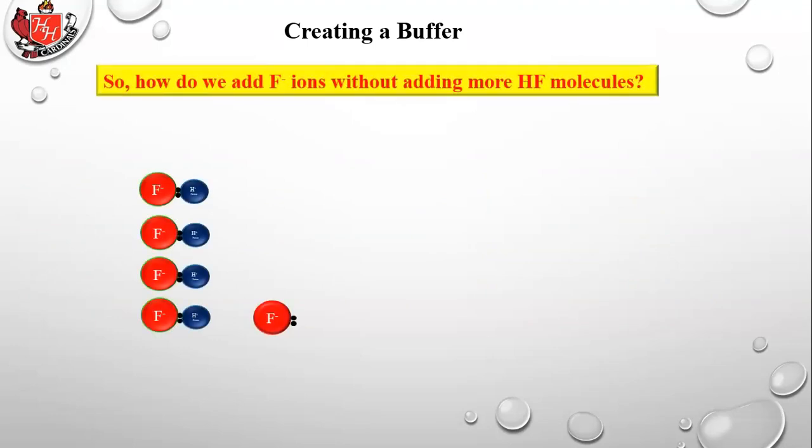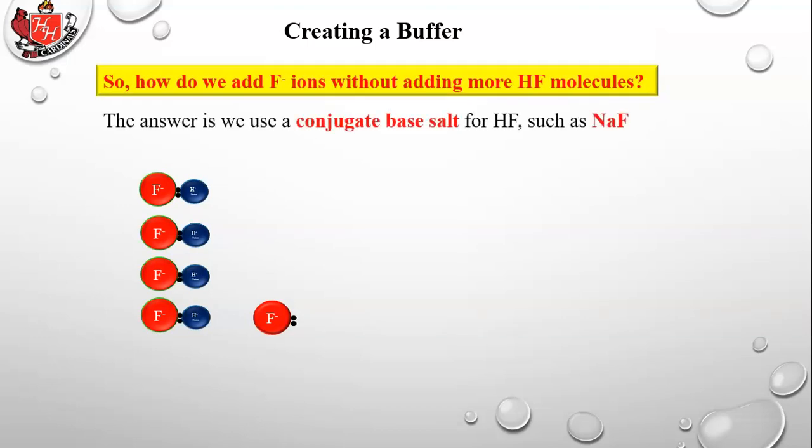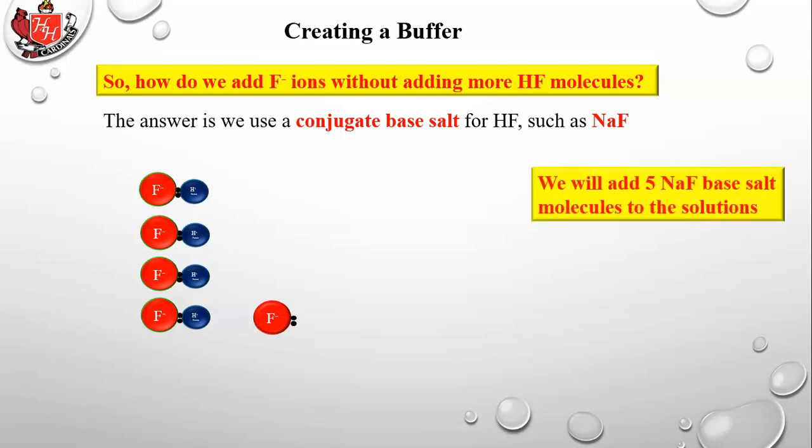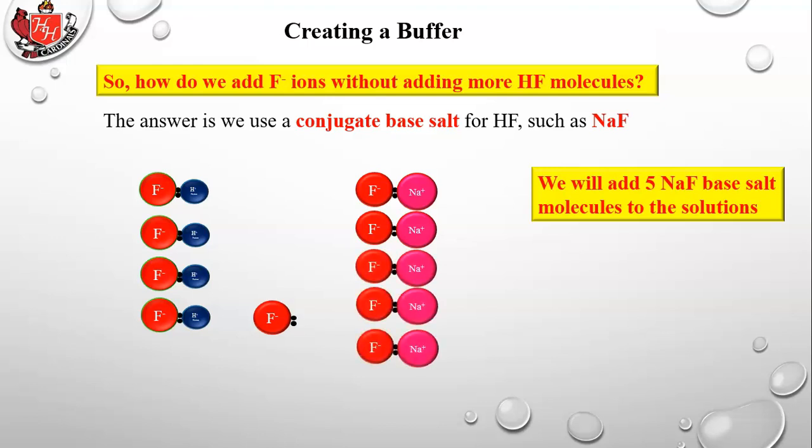So how do we add F- ions without adding more hydrofluoric acid molecules? The answer is to use the conjugate base salt for hydrofluoric acid, and one example would be sodium fluoride. We will add 5 NaF, sodium fluoride, base salt molecules to the solution. So there's 1, 2, 3, 4, and 5. So what happens to those when they go into the water?